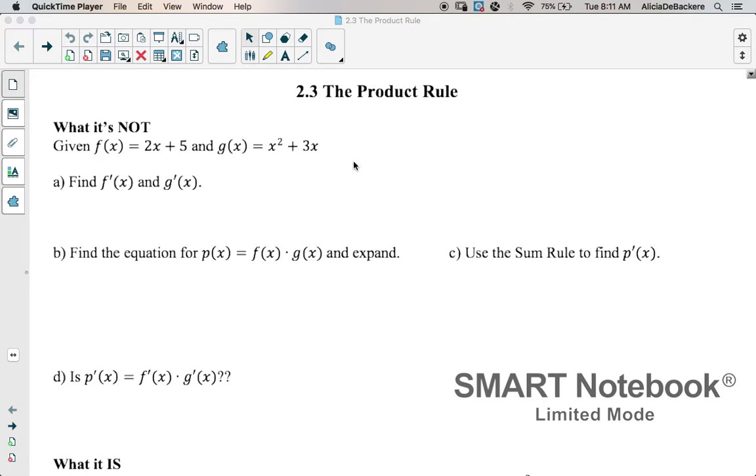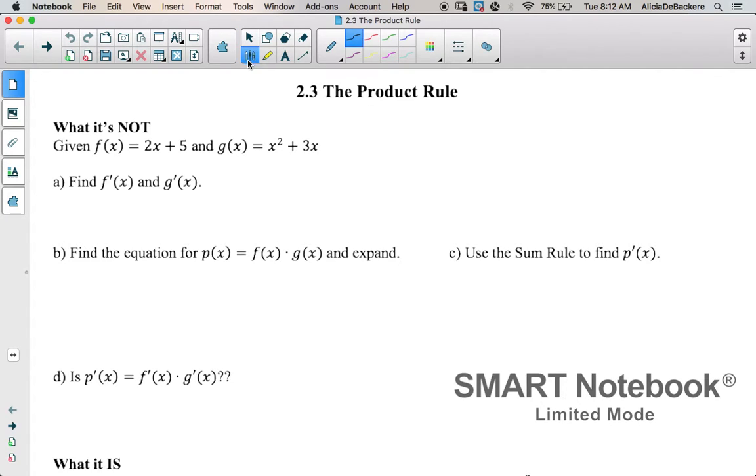All right, our third lesson in chapter 2 is about the product rule. So yesterday we saw that when you have a sum or an addition of two functions, you can just take the derivative separately. It doesn't work that way for the product rule. So first we're going to talk about what it's not. I'm going to show you why that doesn't work.